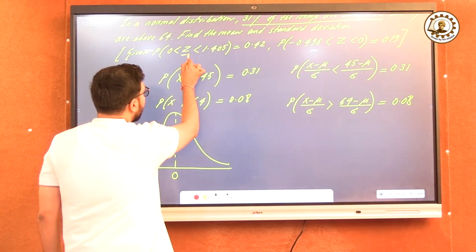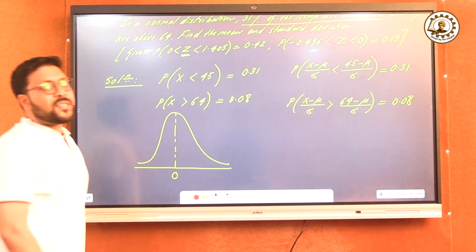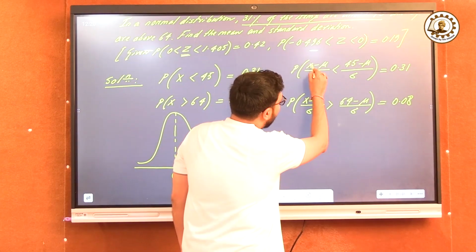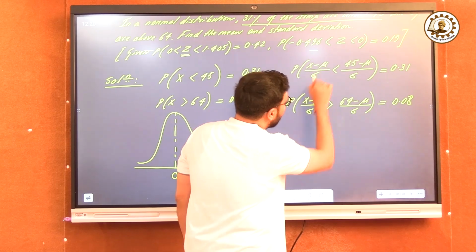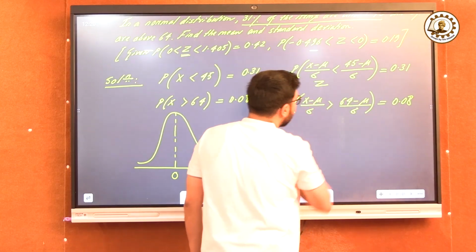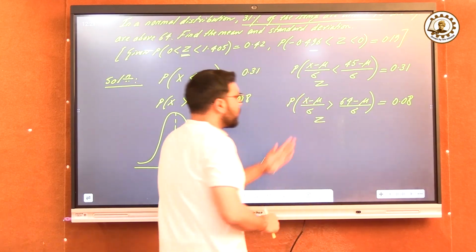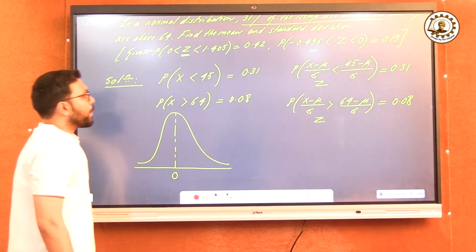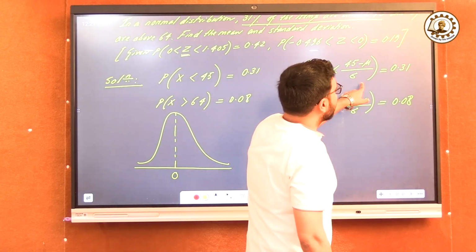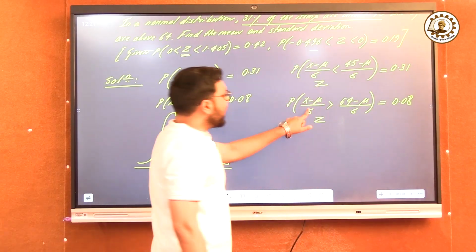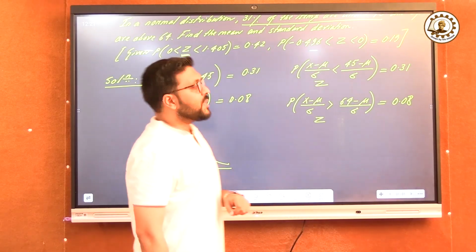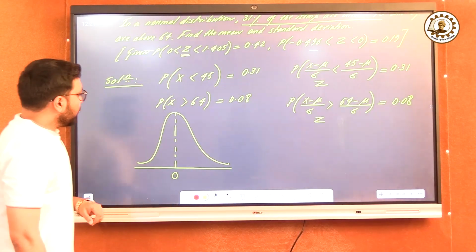Now z, as I already have told you, this is a standardized value of x. Like this, x minus mu by sigma, whatever we have considered here, this is nothing but z. So I can write it z here. This can also be represented as z. So probability z less than 45 minus mu by sigma, it is 0.31, and here probability z greater than 64 minus mu by sigma, it is 0.08.